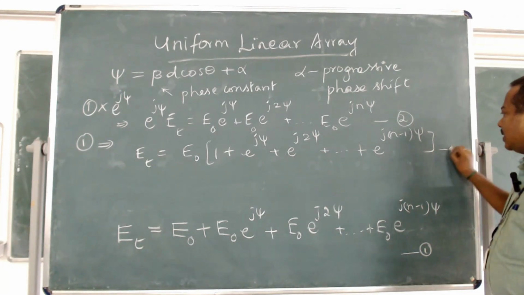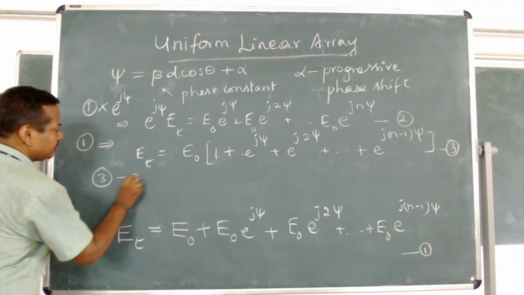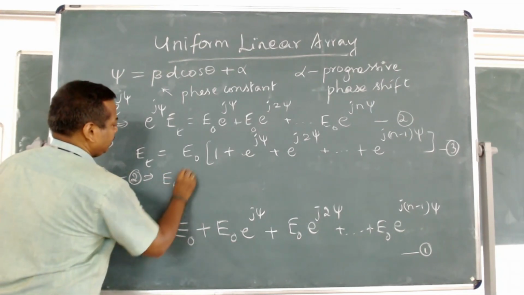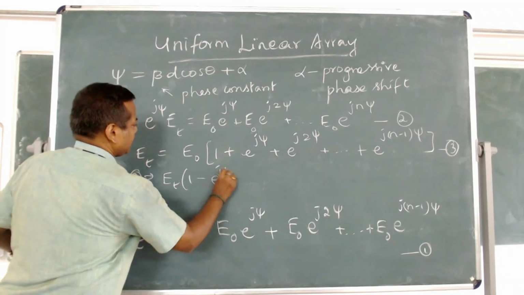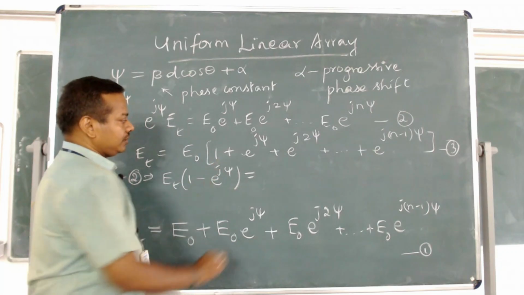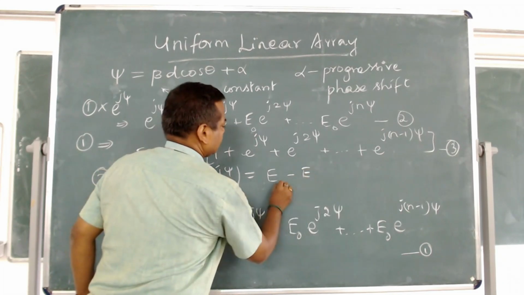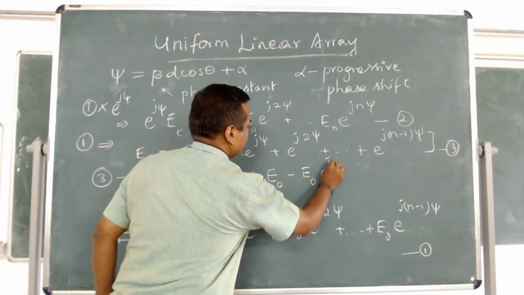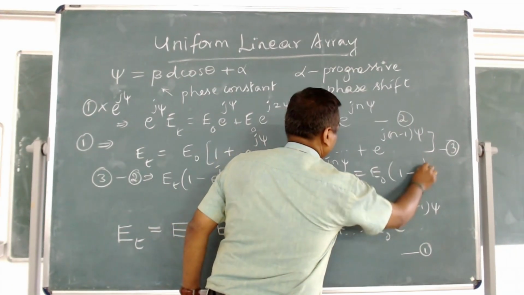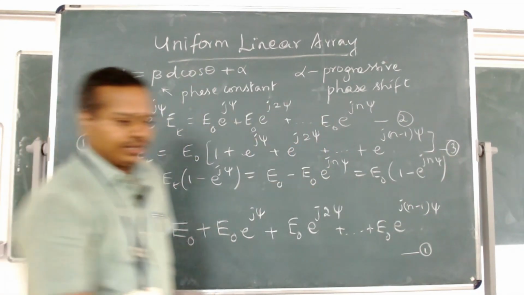Let us keep this equation as equation number 3, and upon subtracting equation 3 minus 2, we have Et into (1 minus e power j psi) equal to E naught minus E naught times e power j n psi. So that is equal to E naught into (1 minus e power j n psi). This is the term we are getting.